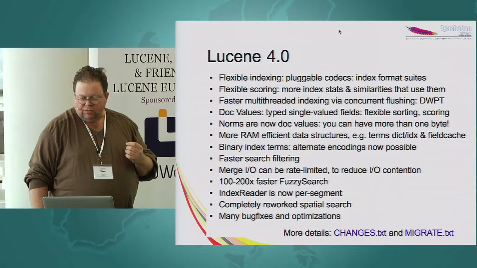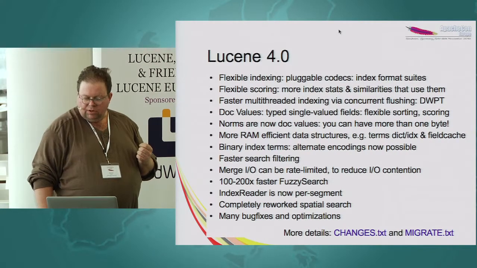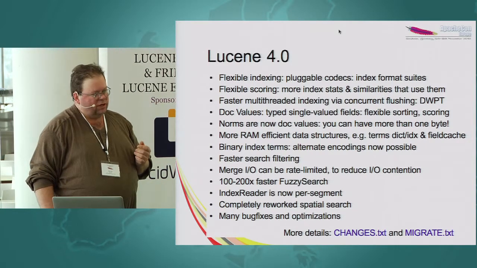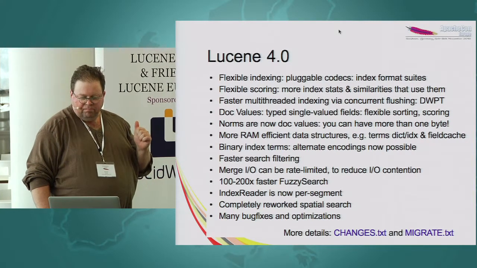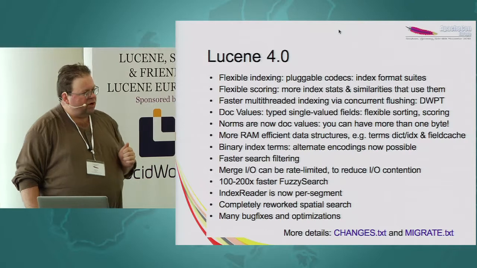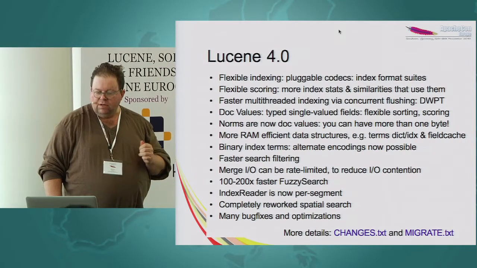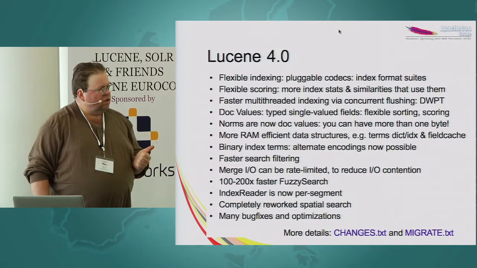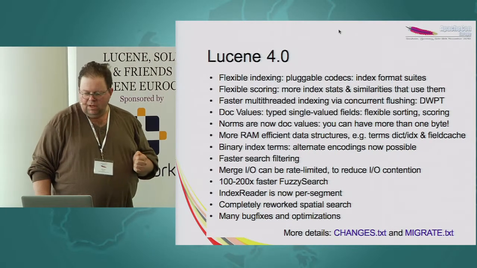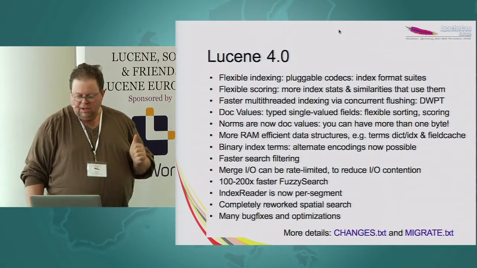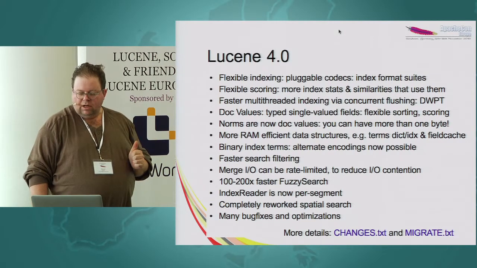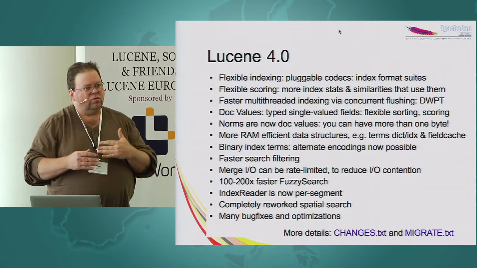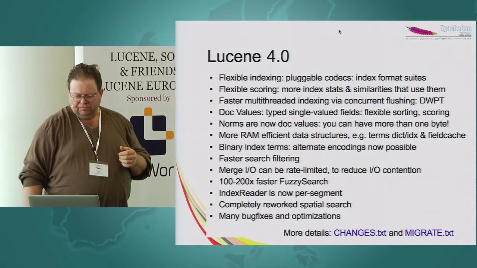Several of the data structures are used. For example, the terms dictionary and index, as well as the field cache, use RAM more efficiently now. Terms are stored in the index as byte arrays instead of strings. And as a result, it's possible now, although there aren't any implementations of it, to store different encodings in the index. Filtering is faster. Merge I/O can be rate limited to reduce I/O contention, so you can adjust the extent to which querying is impacted by concurrent indexing.